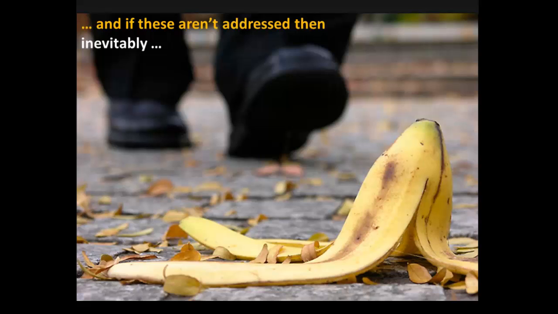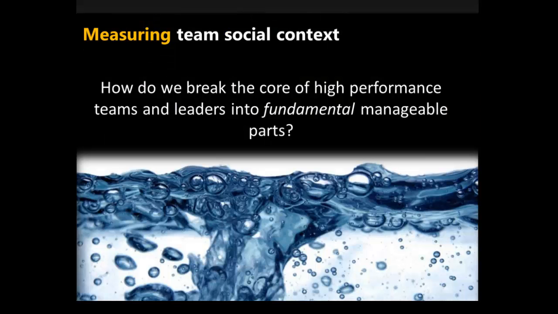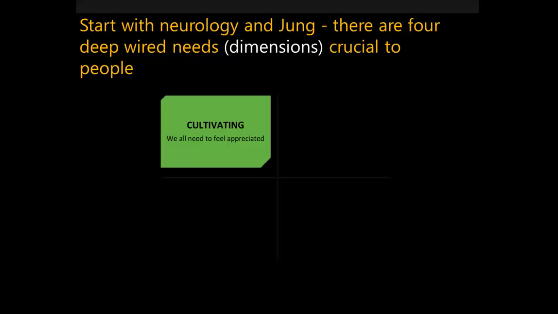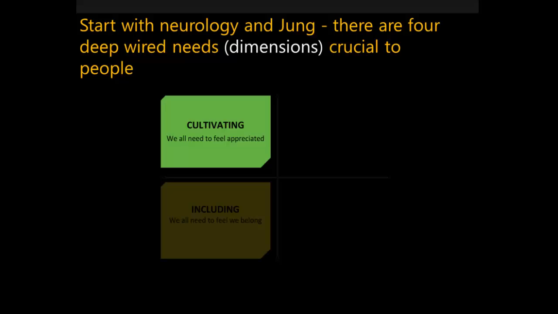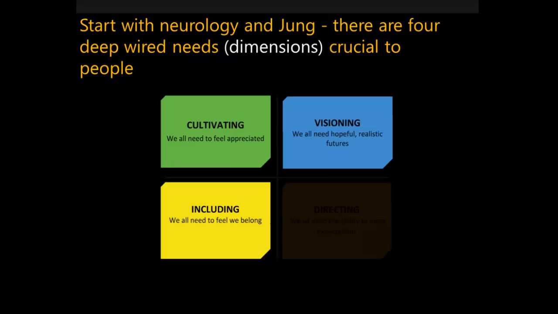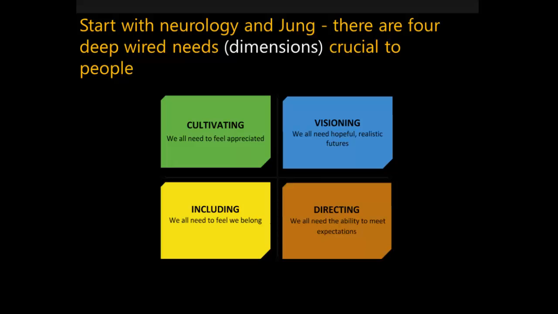So let's switch to making this tangible. The commitment was to make this measurable, manageable. We need some fast, actionable data out of this. We start off on the basis of neurology, although Carl Jung had the insight as well to say for performance, people need to feel appreciated. We need to feel we belong. We have to have something hopeful to aim towards, and it's real, and we have to have the ability to meet others' expectations.